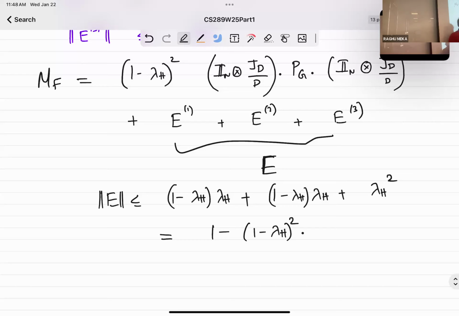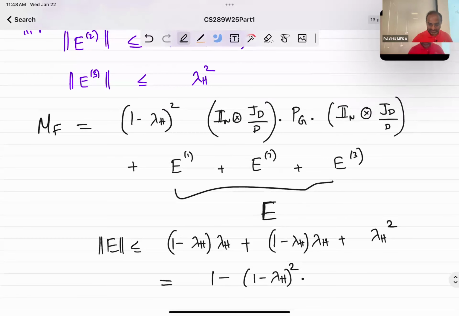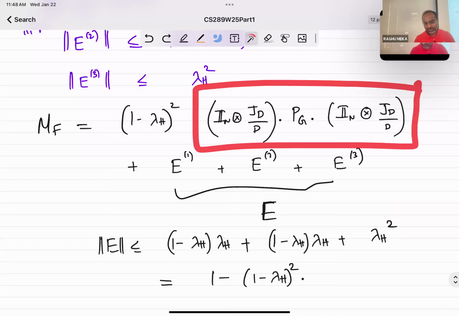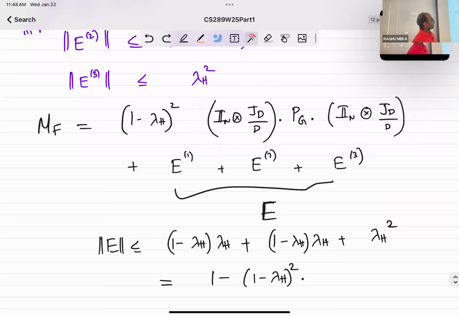So when we come back, we will try to understand the first term. And it turns out the first term also, linear algebra gives you a good way to write it. We just have to figure out what this JD times PG times JD is, and that's where the spectral gap of G shows up. All right. So let me stop here, and we'll finish this in the next lecture and then see how to use it for the connectivity problem.